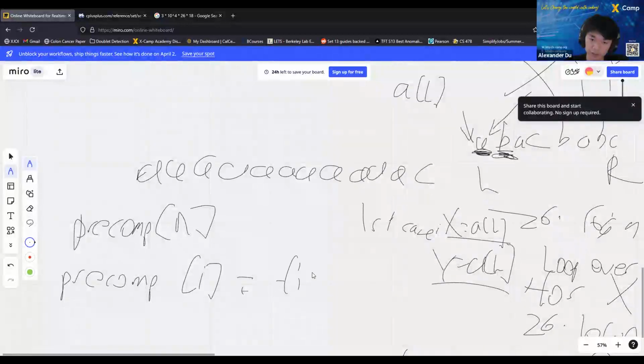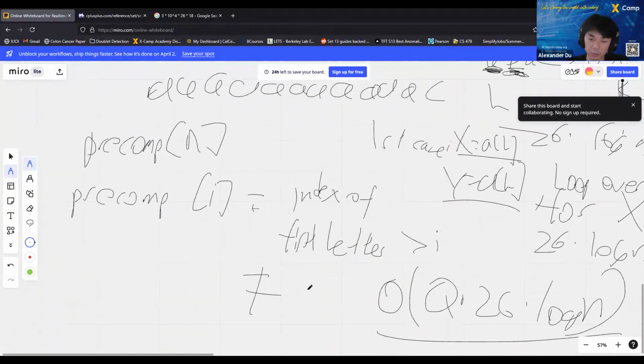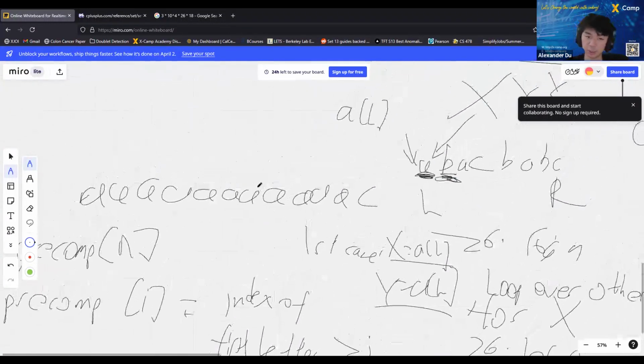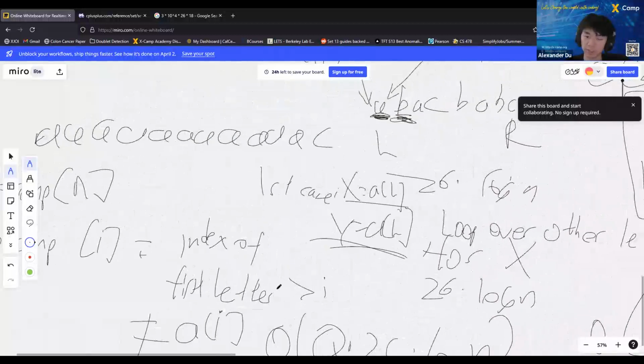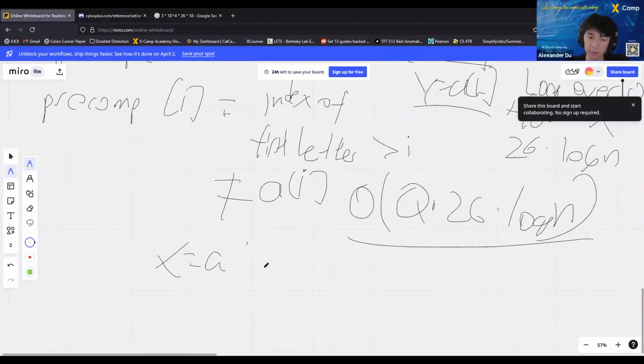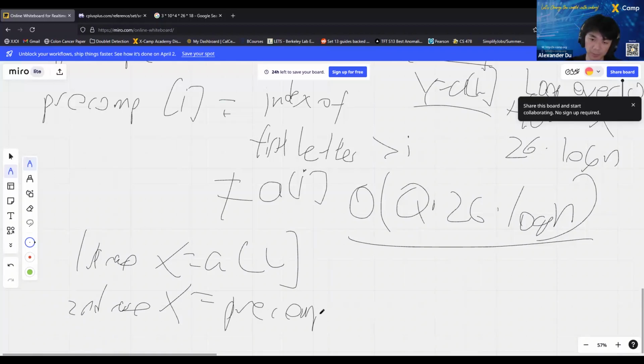equals the first index of the first letter that's greater than I, but that's not equal to A of I. And we could just use this as well, so that way we don't have to fix Y. We can just say X equals A of L first. First case, X equals A of L. Second case, X equals pre-comp of L. Yeah, and then we can keep going from there.